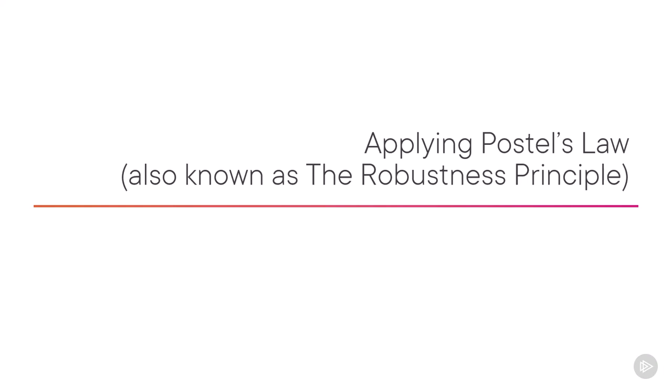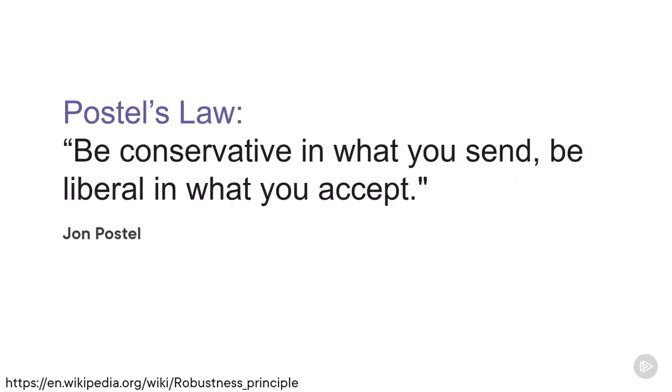When designing the models to use with your web API, you should keep in mind Postel's law, also known as the robustness principle. It applies to systems that must interoperate with one another. Postel's law states, be conservative in what you send, but be liberal in what you accept. It was coined by John Postel, who used the wording in an early specification of the TCP protocol.